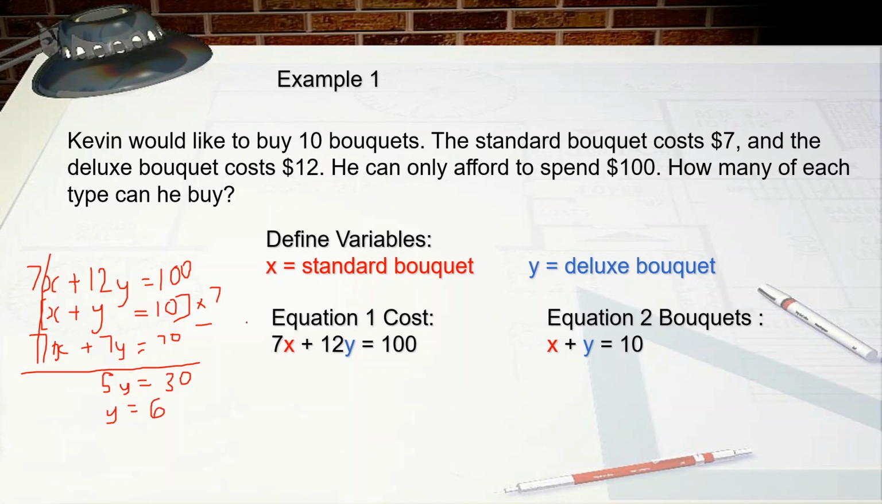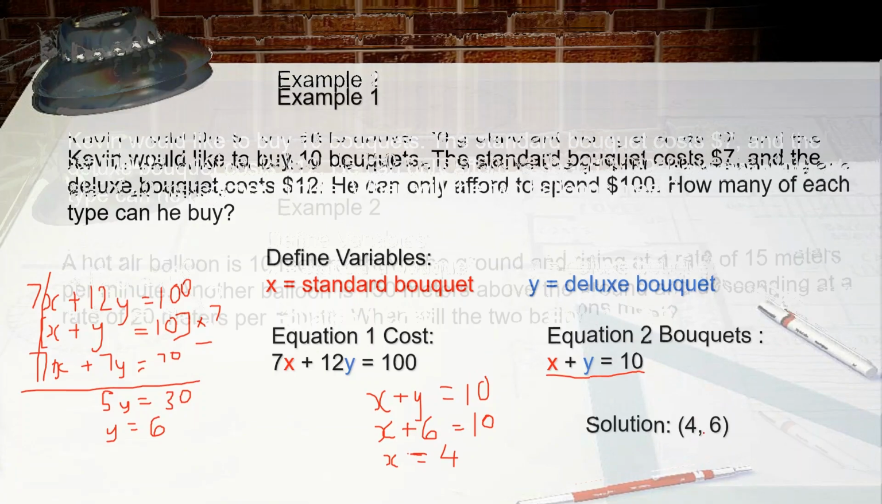Okay, now we find the value of x by simply substituting what we got here in any one equation. So I'm going to use equation 2. So x plus y is equal to 10. So when y is equal to 6, we substitute y with 6 and here we have 10. So now what is value of x? 10 minus 6 is equal to 4. That means Kevin can buy 4 standard bouquets and 6 deluxe bouquets. As you can see, the solution also says the same. Let's go to the next example.